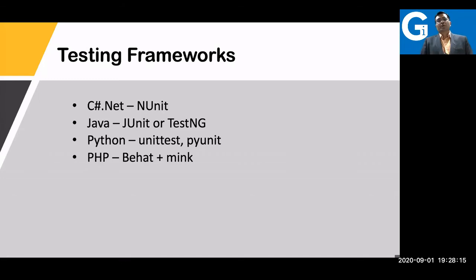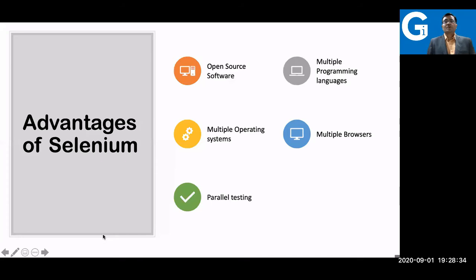Last time we saw what unit testing is. In Python we'll be using unit testing, but in other languages like C#.NET you may use NUnit, in Java JUnit or TestNG, in PHP Behat, but in Python we are using unittest and PyUnit here. So what are the advantages of Selenium now?